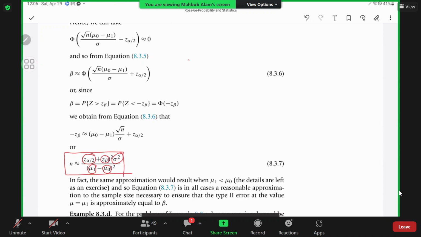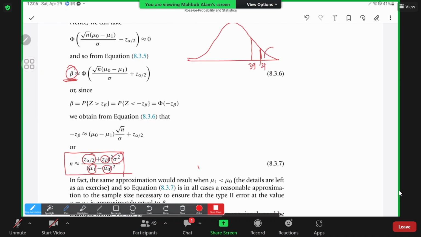Since we are still dealing with the normal distribution curve, z beta tells you the probability of type 2 error that you want to set. In the last example, we got 0.39. Say you want to set it to 0.21. That means only 20% of cases you will accept a false null hypothesis.